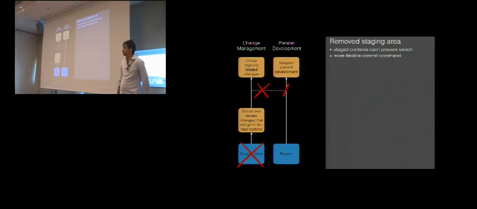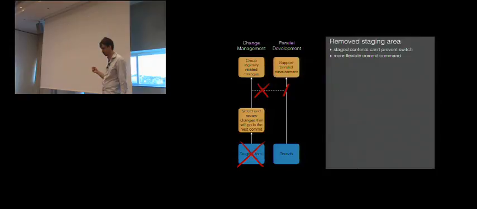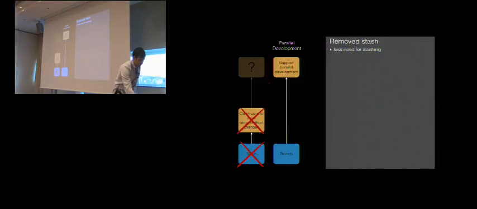We also removed the staging area, so stage contents cannot prevent switching branches, and there's a single path between working and committed versions. And to account for common use cases of staging in Git, such as splitting a large change into multiple commits and so on, we have a flexible commit command that has flags for the common use cases. And our concept of branch eliminates the need for stashing, a concept that is not present in Gitless.